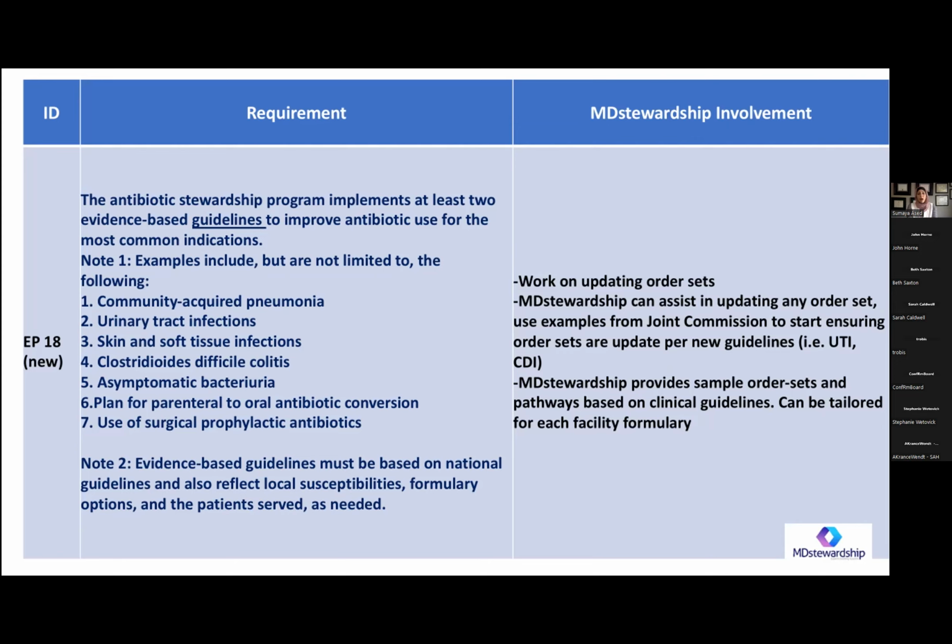And also on our MD Stewardship website, we do have some examples if you're like, I don't know where to get started, or like what's an example of a pathway or an order set. Definitely just an example, not the only way to do it, but we have some for UTI, CDI, pneumonia, just to help you get kind of an idea. And it looks different based on what EHR you have and how you want to build it.